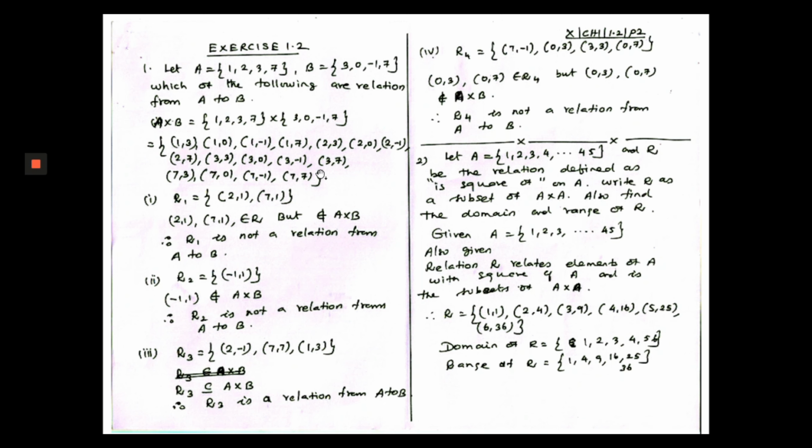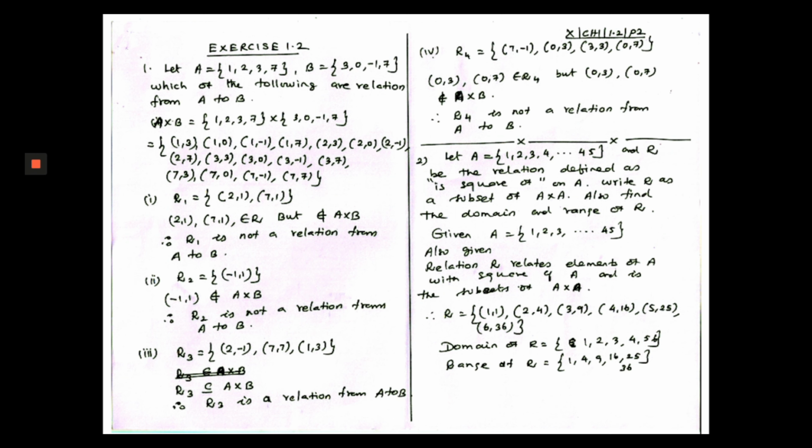Okay. Now check whether R1 is a relation or not. R1 = {(2, 1), (7, 1)}. Now check the elements (2, 1) and (7, 1) in A cross B. Yes, (2, 1) is not there. (7, 1) is not there. Therefore (2, 1), (7, 1) belong to R1, but they are not in A cross B. Therefore R1 is not a relation from A to B. Okay, next.